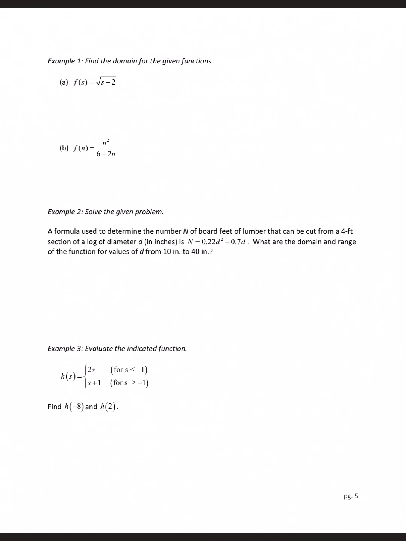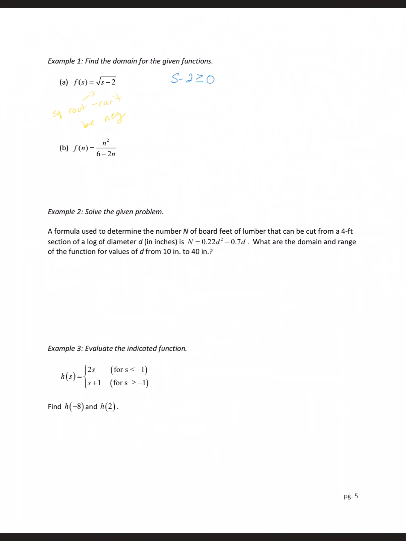Before we get to it, let's look at them. In problem A, we have f of s equals the square root of s minus 2. So we want to think, okay, we have a radical. What do we know about radicals? They cannot be negative. So here we have to take this expression, the radicand s minus 2, and we need that to be greater than or equal to 0, because we remember that a square root can't be negative. That's what we need to remember.